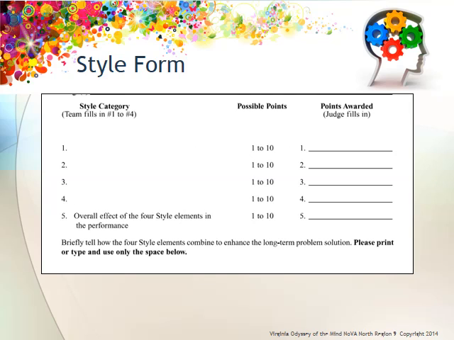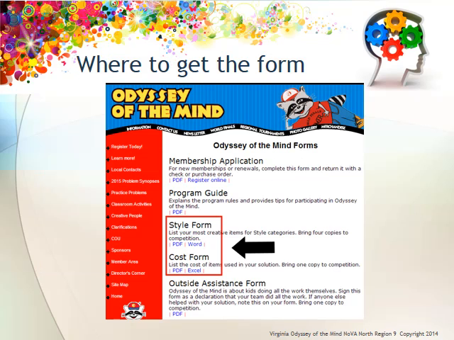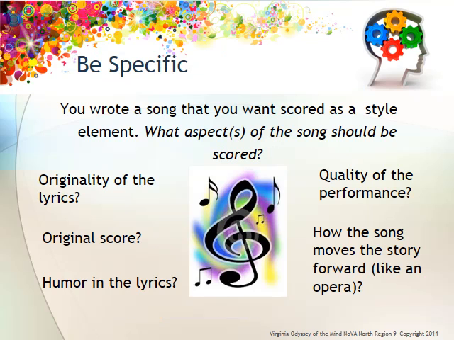The style form serves as a worksheet for the style judges during your performance. The style form is available in both PDF and Word format for teams that want to type their forms. The most important thing about filling out the style form is telling the judges exactly what to consider.